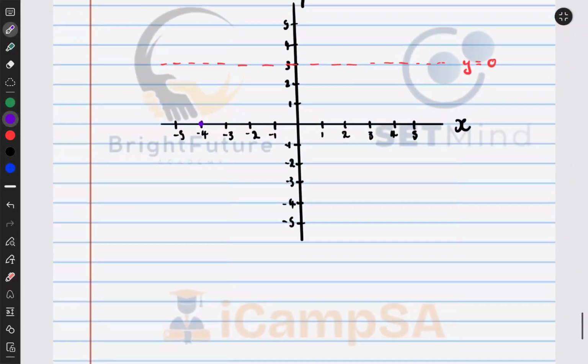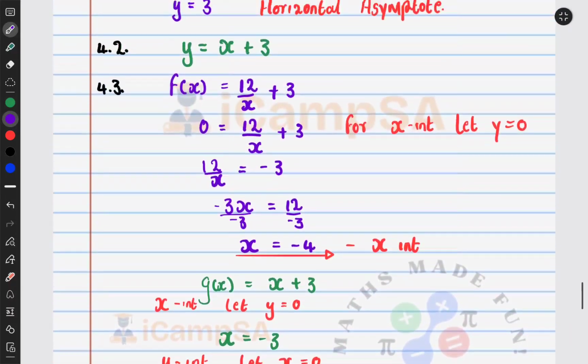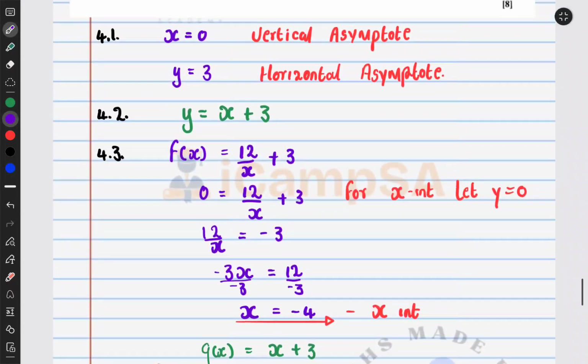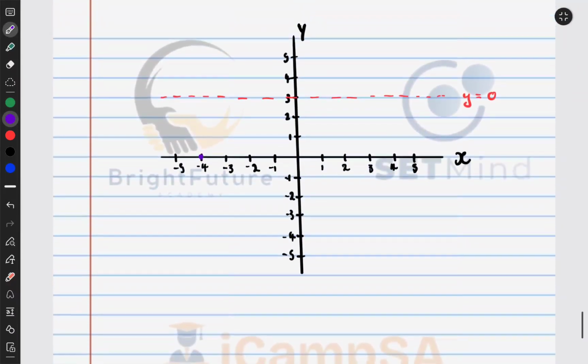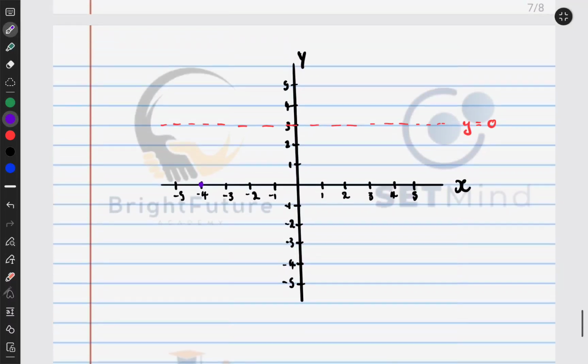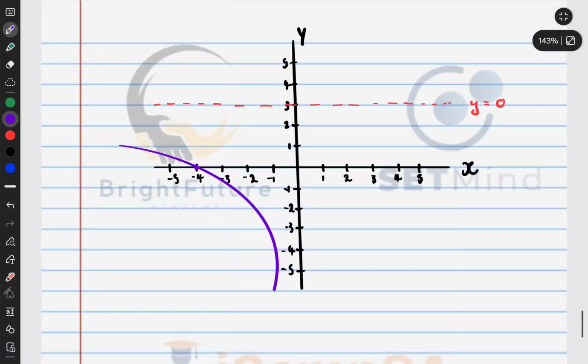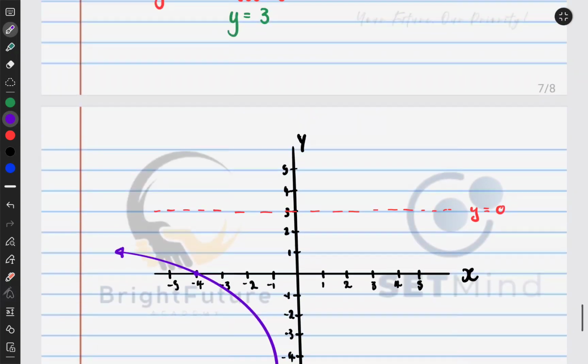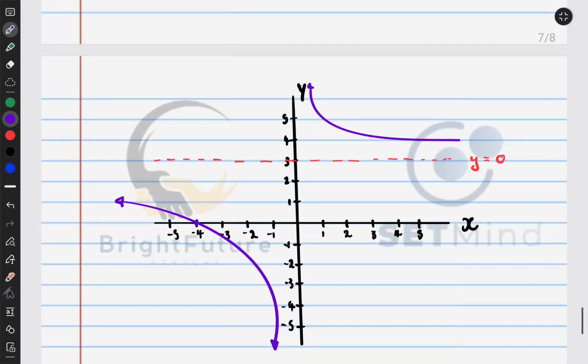And then next, what else do we have? For this function, I think basically that's all we need. We can sketch our function. We know it's going to be in quadrants 1 and 3. It's going to be of that nature. Okay, this is our function, and then the other branch will be here. That's the other branch.